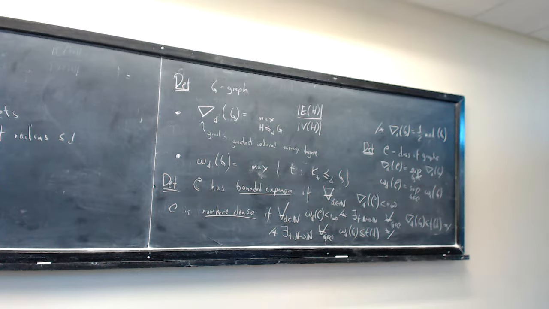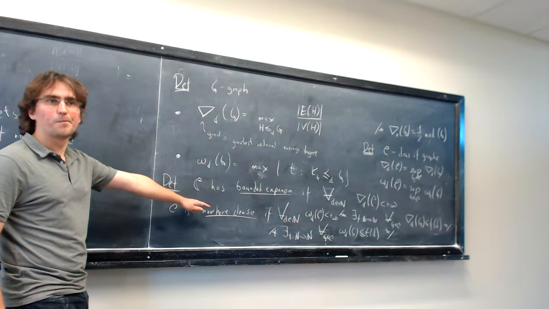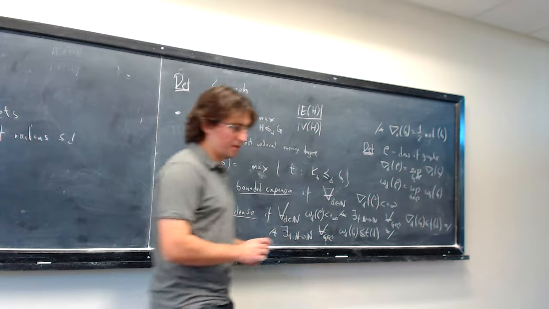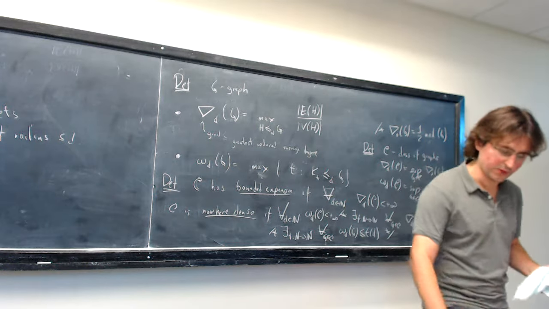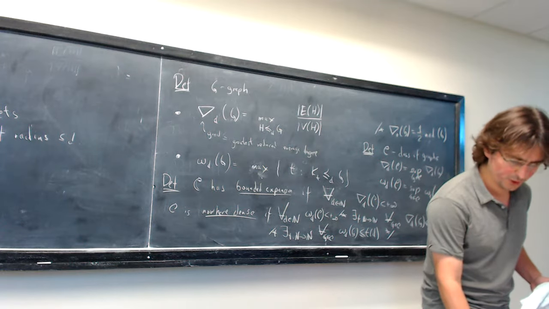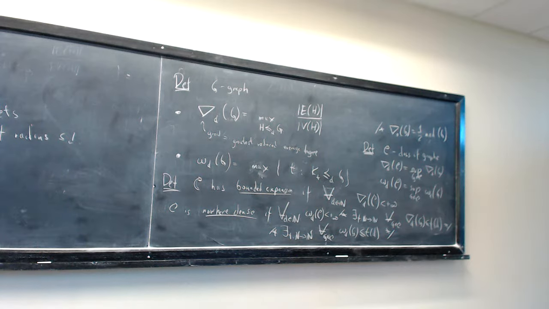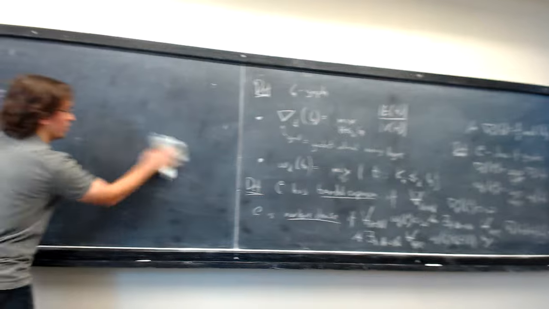So this is just the formalization of the intuition that we had in the beginning, that we want to exclude some complex structure at every constant depth. Good. So these are the two definitions. Let's look at some examples and see that these definitions indeed encompass classes of sparse graphs that we have already looked at.